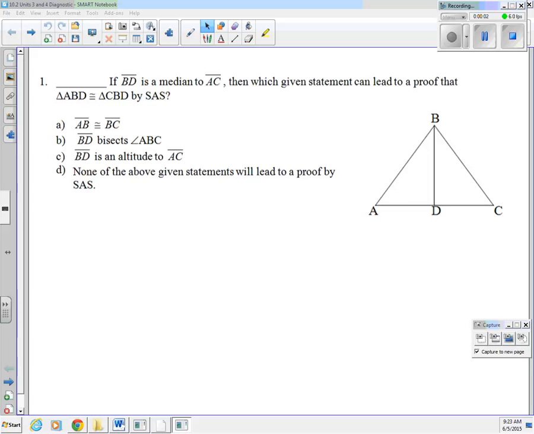Okay, here's our video lesson on the units 3 and 4 diagnostic. So it says if BD is a median to AC, which given statement could lead to a proof that triangle ABD is congruent to triangle CBD by side angle side?